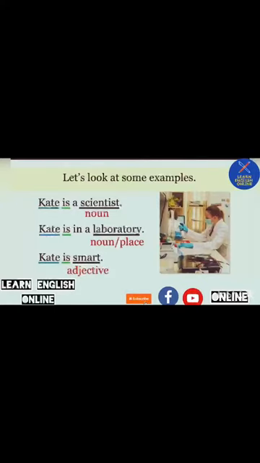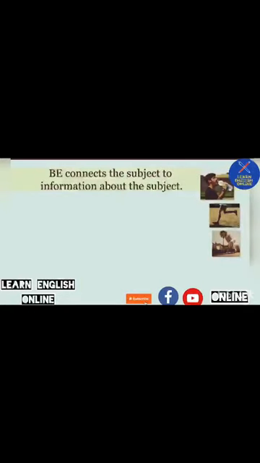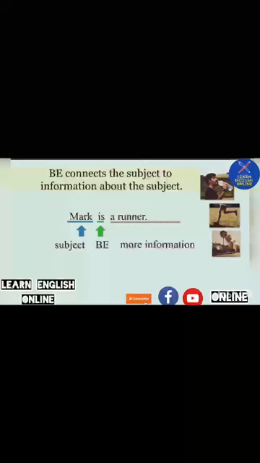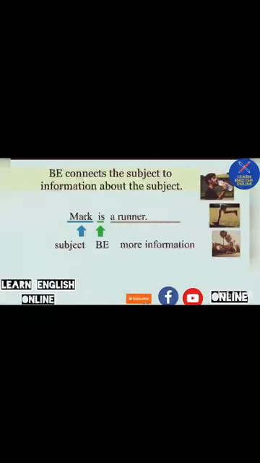Kate is smart. Be connects information about the subject. Here is Mark again. Mark is a runner. Mark is the subject. More information about Mark. Be is the verb that connects the information to the subject when there really isn't any action.